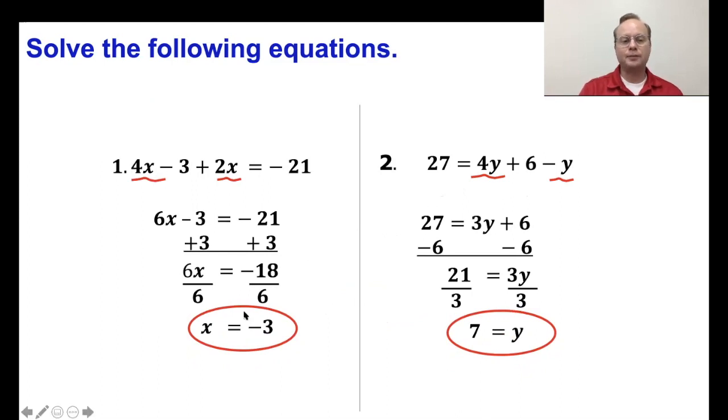It doesn't matter. I purposely put the X on the left-hand side on this one and the Y on the right-hand side on this one. It doesn't matter what side they're on. You could even move it so you move the 21 on this side and negative 21 on this side and then everything else on the other side. That would have worked too. You'd come up with the same answer.